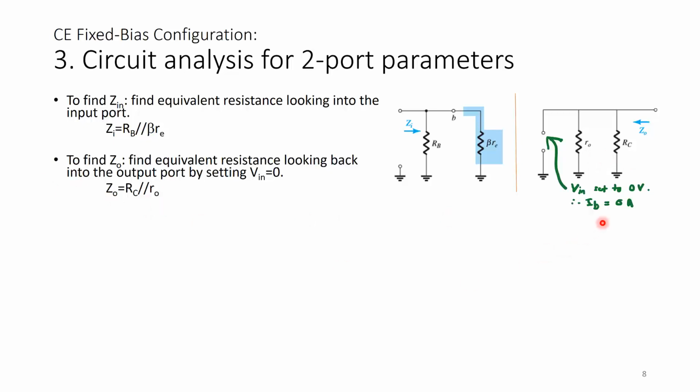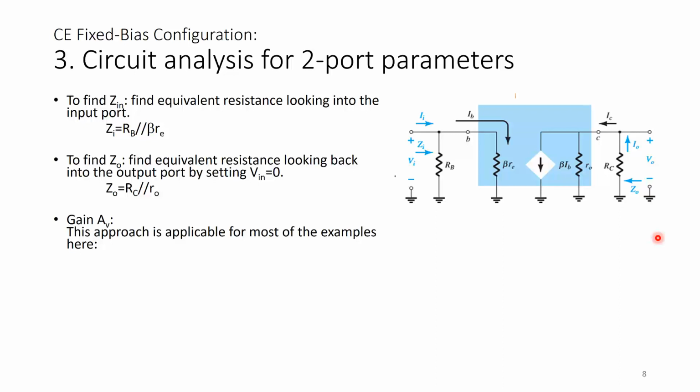So here I've already indicated as well that V in is set to 0, therefore small signal current IB is 0 amps. Okay, gain. This approach is applicable for most of the examples here. Meaning that for almost all of the examples that we will be covering in this syllabus, we will use this approach, where we will find V out with an expression that has IB. So I can do V out here using Ohm's law because I know IB is going to flow through the parallel combination of R out and RC. Okay, I get that expression.